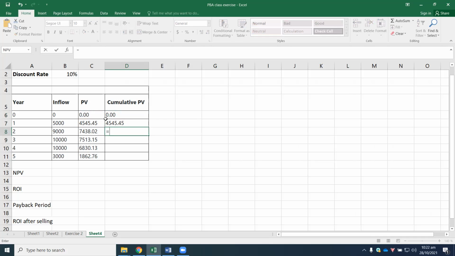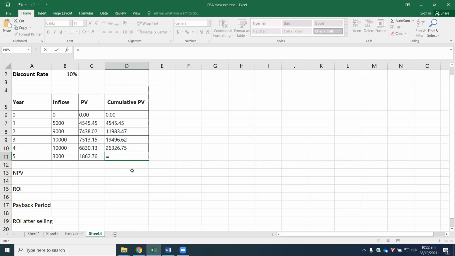Next up, to find the cumulative present value for year two: cumulative present value for year one plus the present value for year two. So this is your value. For year three: cumulative present value for year two plus the present value of year three gives you the value as such. For year four: cumulative present value of year three plus the present value of year four gives you this value.